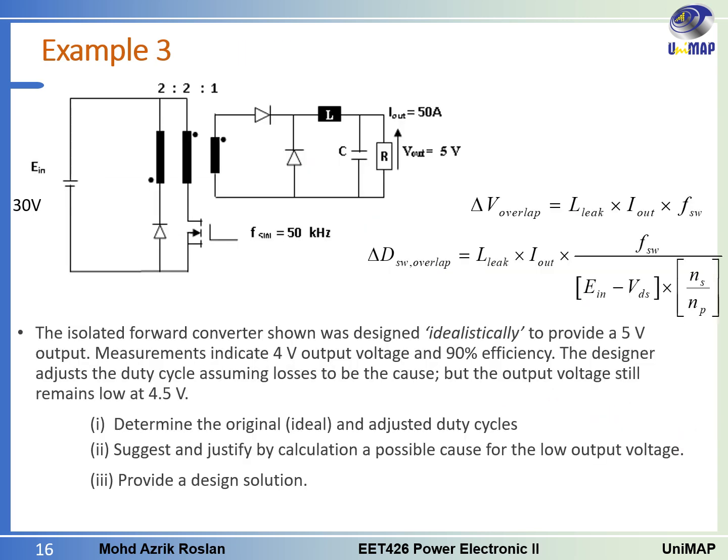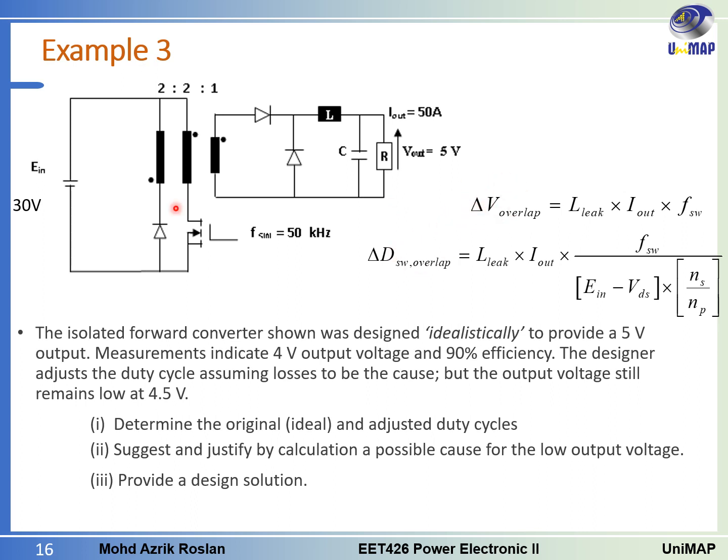Okay, this is example number 3. Here we have E in equals 30 volts, and then we have the reset winding. The primary and secondary windings are set to 2 and 1. We have I out equals 50 amperes, V out equals 5 volts. Switching frequency is 50 kilohertz. These are the provided equations.